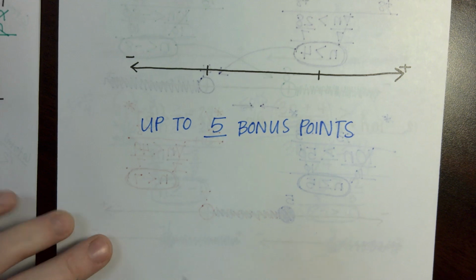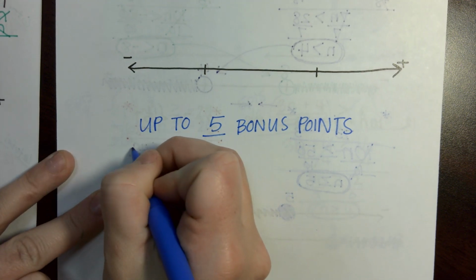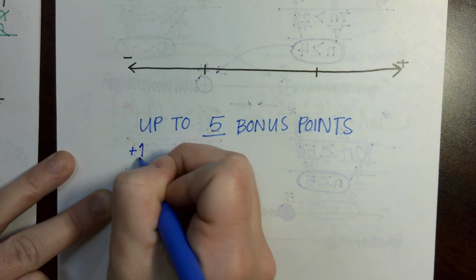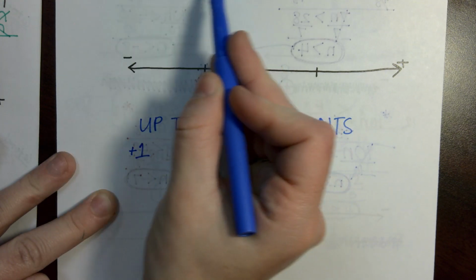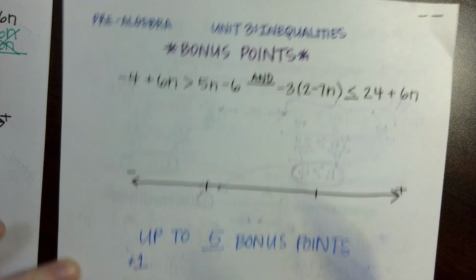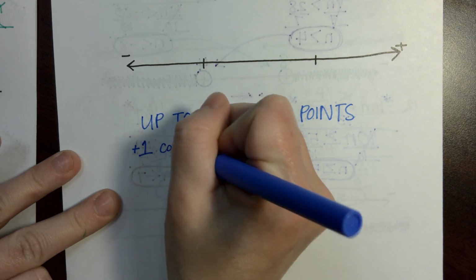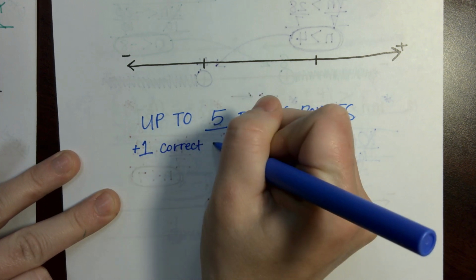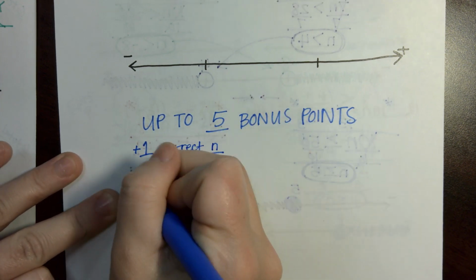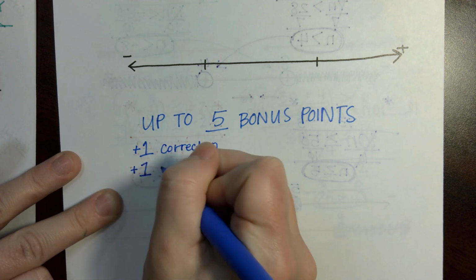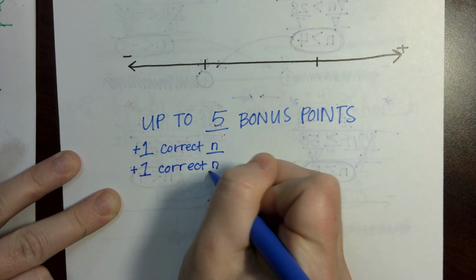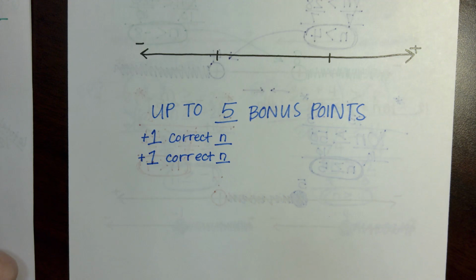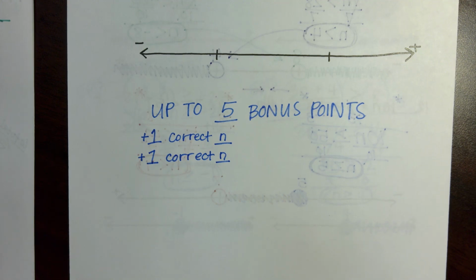Okay, so you can get plus 1 point for getting n correctly on the first inequality, and another bonus point for the other correct n. So there's 2 right there just for being able to solve an inequality.